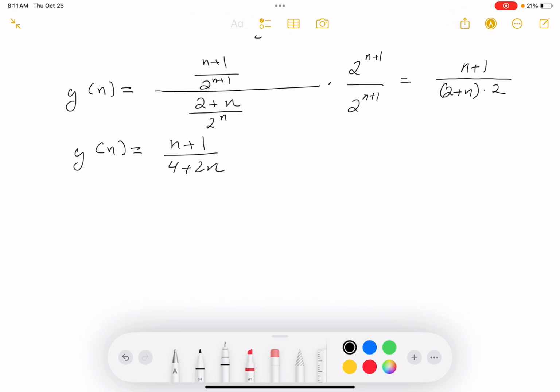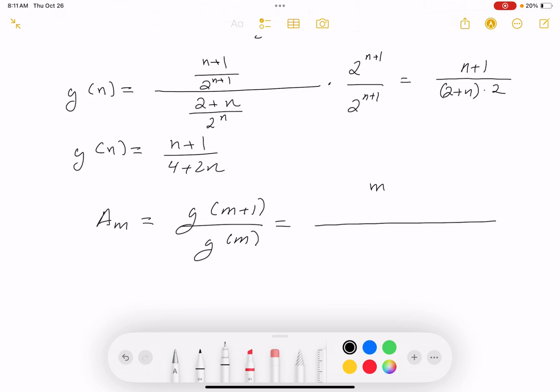What they asked for, if you went back to the original question, I got to look at my notes, by the way, they asked for a of m. And a of m is going to be g of m plus 1 over g of m. Well, I can write that down now, and I'm hoping I can do it. All right? So what do you get over here? Well, on top you get m plus 2, 4 plus 2m plus 2.